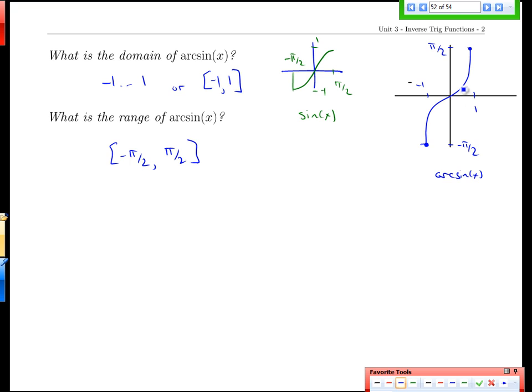One last comment. Remember that sine takes an angle and gives a ratio. Inverse sine takes a ratio, so a ratio between -1 and 1, and gives back an angle. That's another way to keep the domain and range straight: if you can remember what sine does, angles to ratios, inverse sine, arcsine, will take ratios to angles.